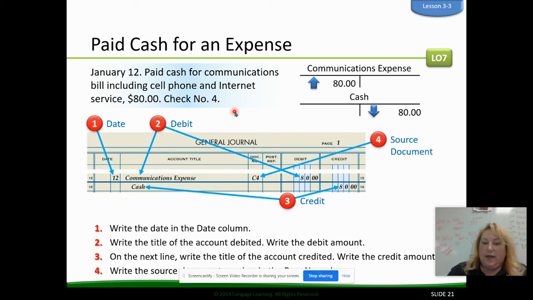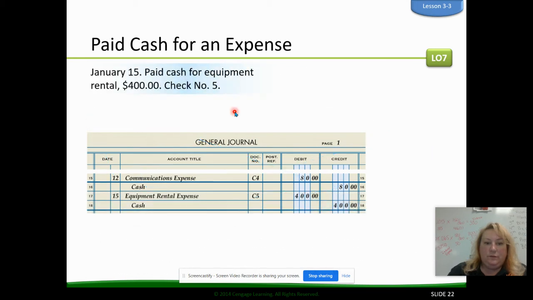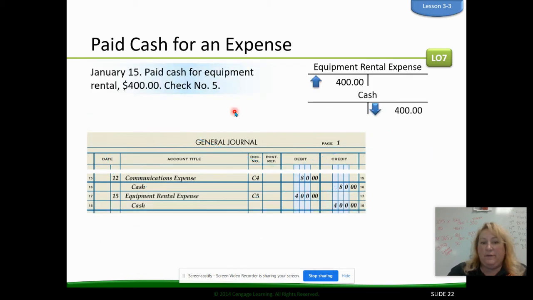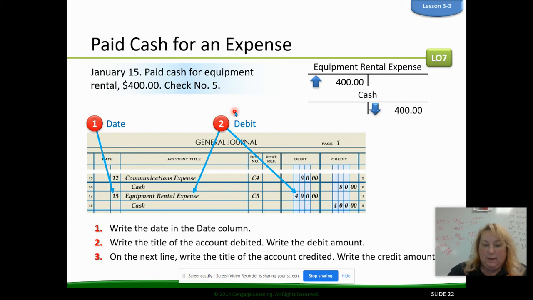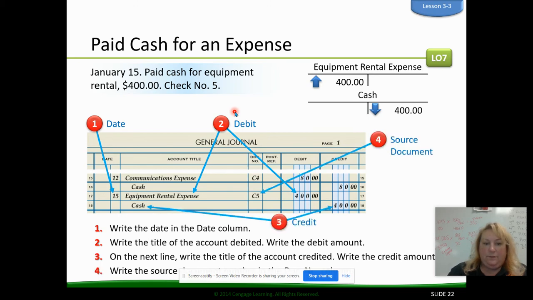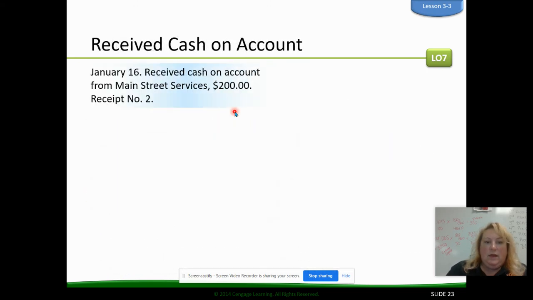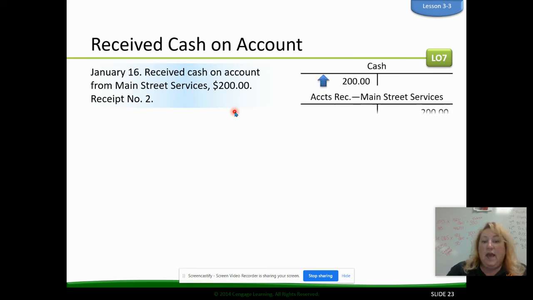So same 4 steps. This is another example of paying cash for an expense on the 15th, an equipment rental expense. And then this is received cash on account from Main Street.